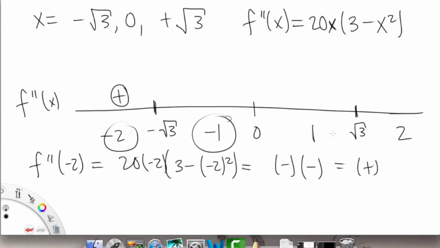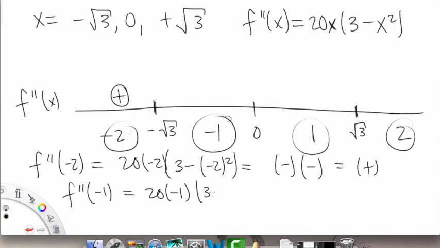That's our test point. If we try a negative 1, let's see what we get. So f double prime of negative 1, we have 20 times that negative 1 times 3 minus negative 1 squared. Here we get negative on the outside, but on the inside we have 3 minus 1, so that's a positive number. So we're going to get negative overall here.